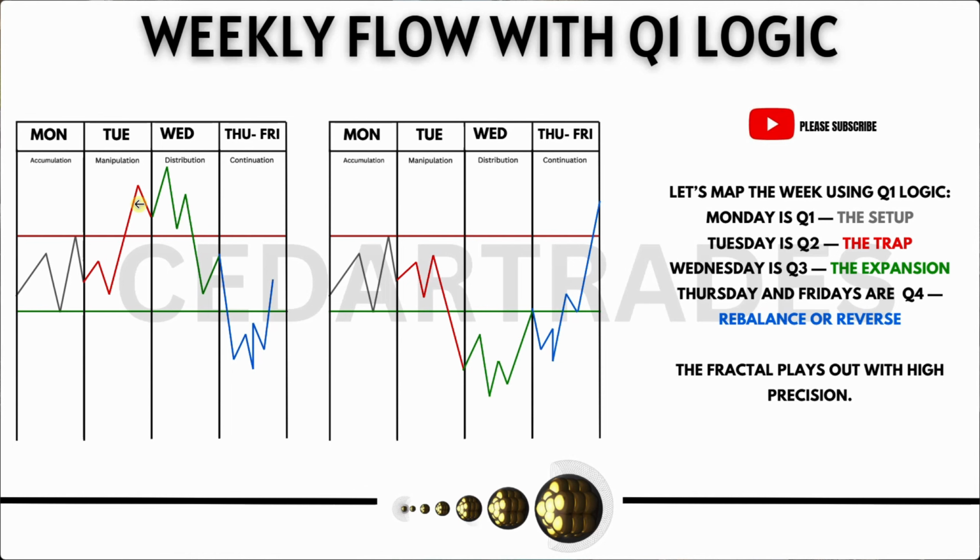Now I want us to look at the weekly flow with the first quarter logic. So how each and every single day will go based on Q1, which is Monday here. So when we are mapping out the week using this Q1 logic that says map out the range highs and lows, our Monday for the week is the setup, Tuesday is the trap, Wednesday is the expansion, Thursday and Friday are Q4, which are rebalance or reversing. So this fractal plays out with precision throughout all cycles, not just the week, how I'm gonna explain it here.